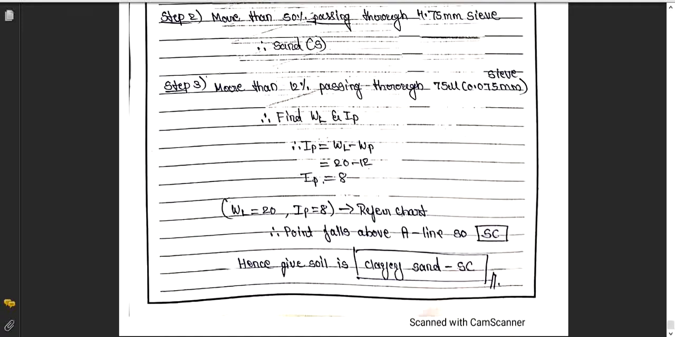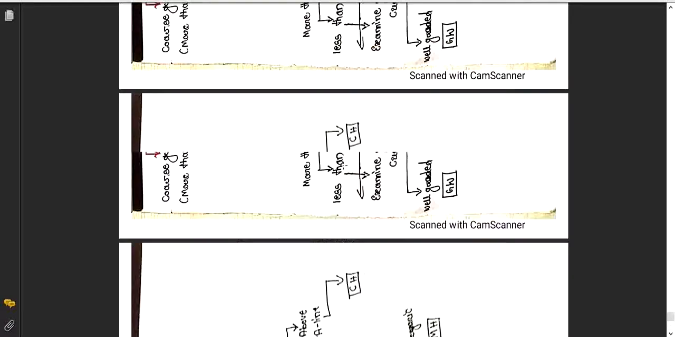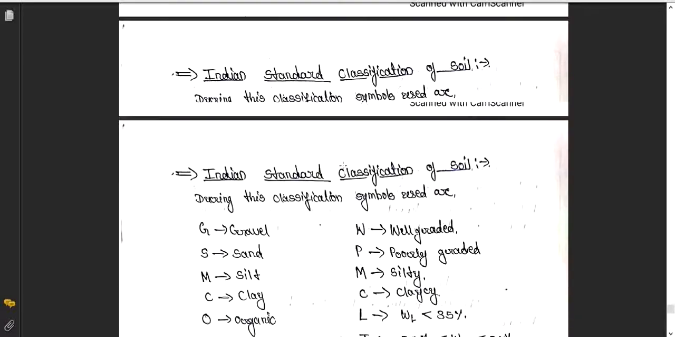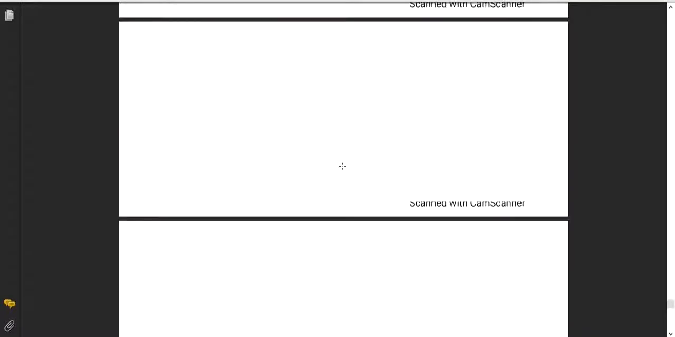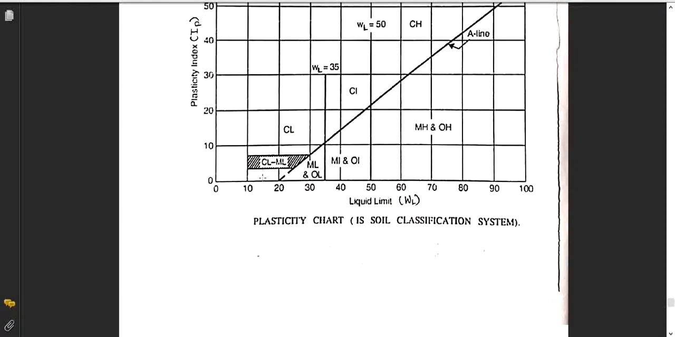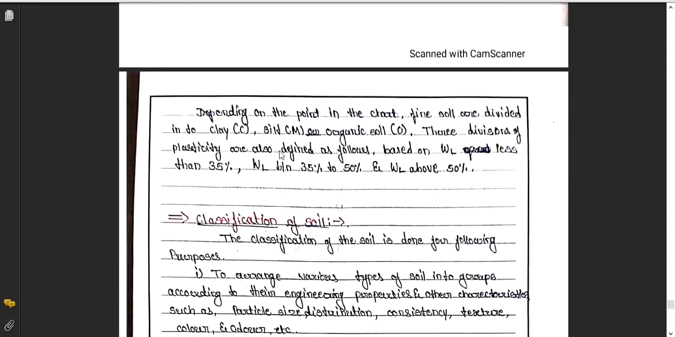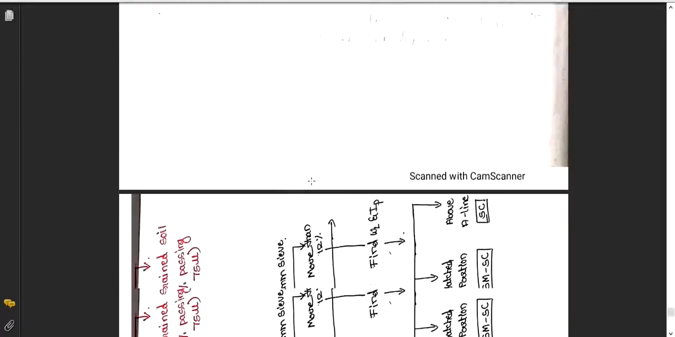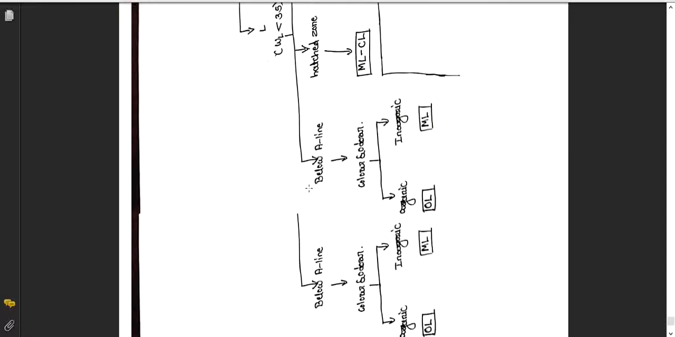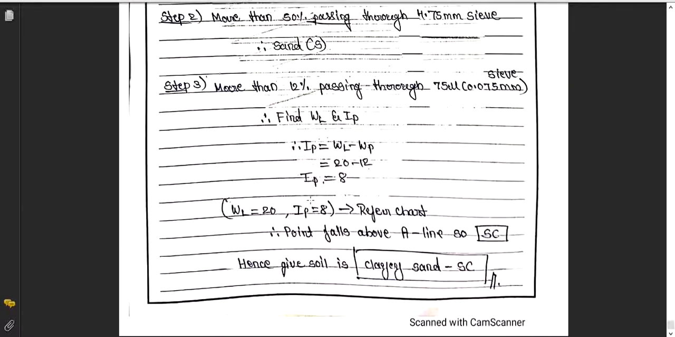Refer to the chart. You can see over here. I am going to open that chart for your convenience. So WL is equal to 20, IP is equal to 8. We have to observe which zone it falls in. After observing the zone, you can see over here, the point falls above the A line. So it is yes, C. The point falls above the A line. So yes, we have already got it.